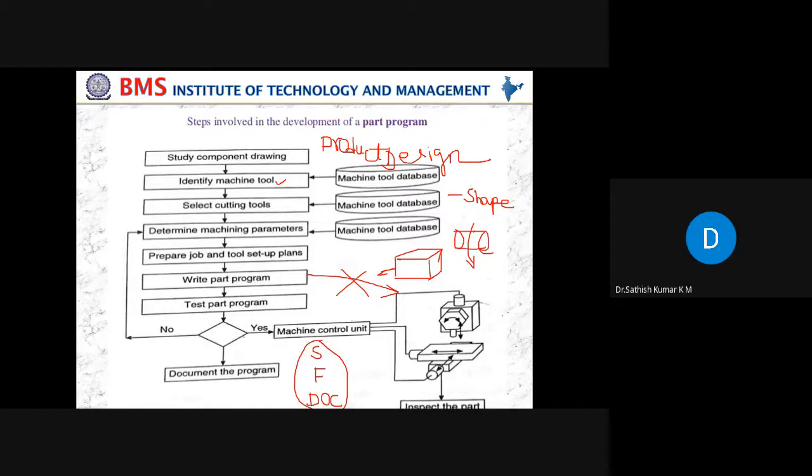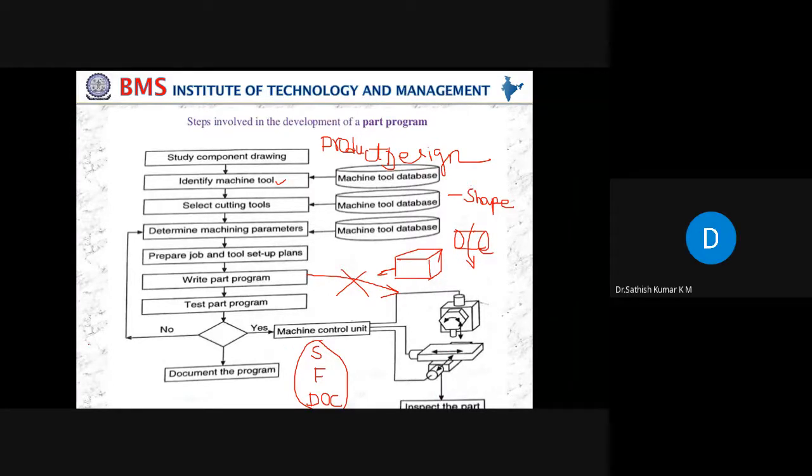If the program is okay, if the dry run is okay, then you send that program to the machine control unit. In turn, the machine control unit will give the instruction to the machine tool to carry out the operation. Once the operation has been done, you inspect the part. So that is the positive side.